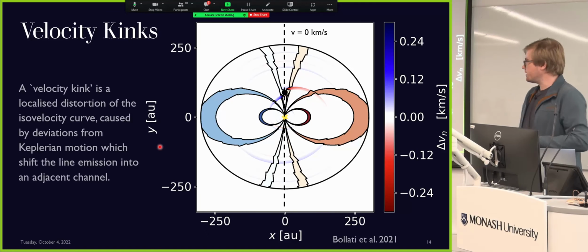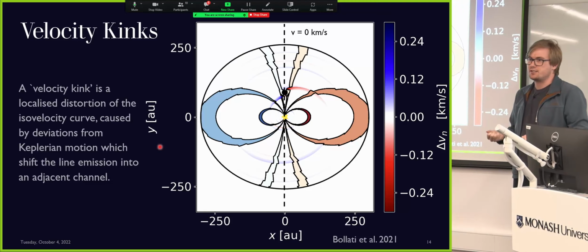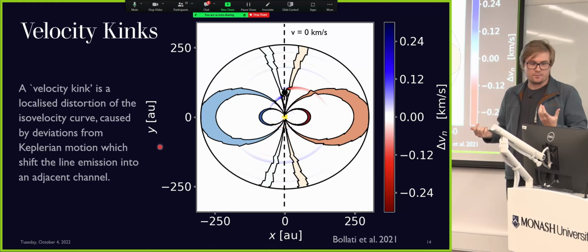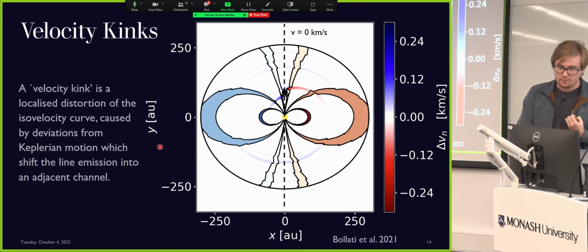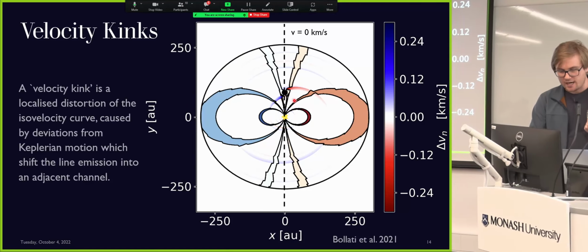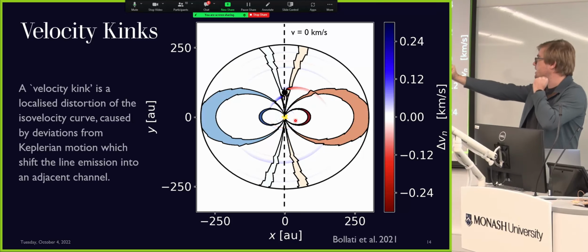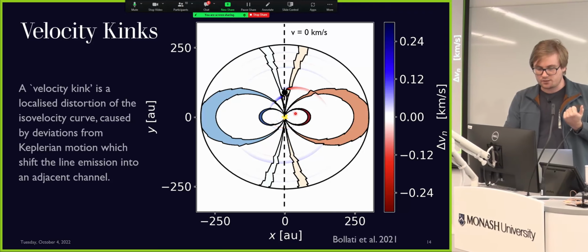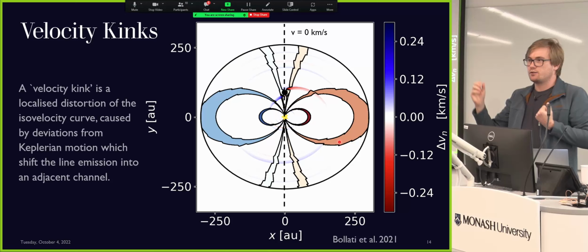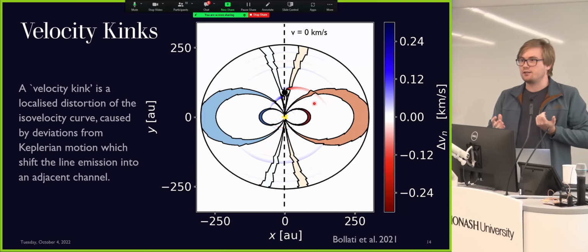So just a very quick definition. The way that we see these perturbations in a disk in observations, they manifest themselves as kinks in the velocity map. So these lines here are isovelocity curves. The disk is in Keplerian rotation, and so if there's no perturbation, these isovelocity curves should be smooth. But if there's a localized distortion in the velocity field, it manifests itself as a kink.